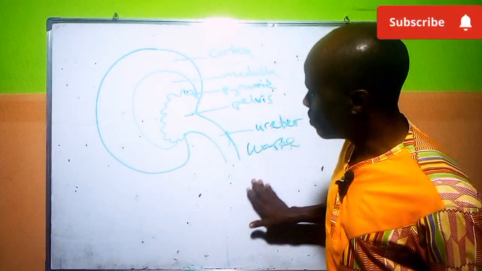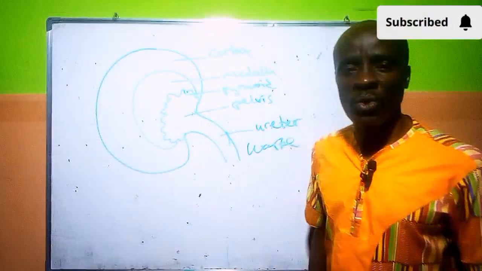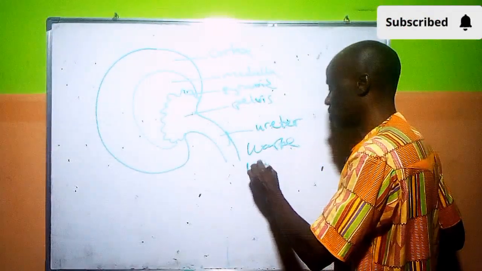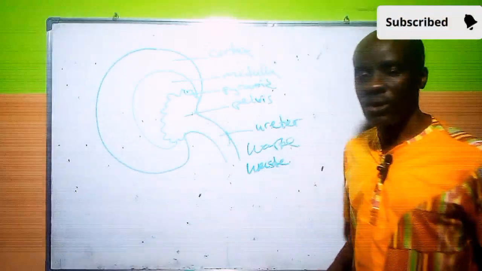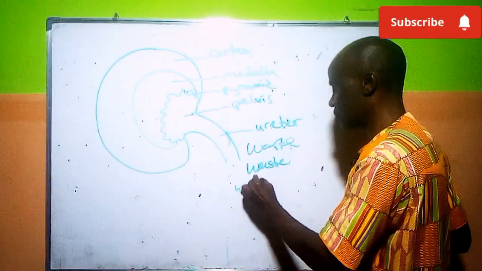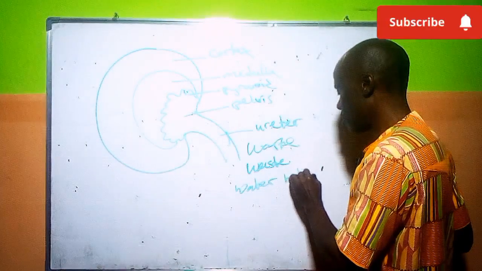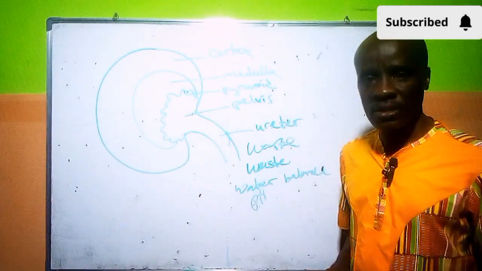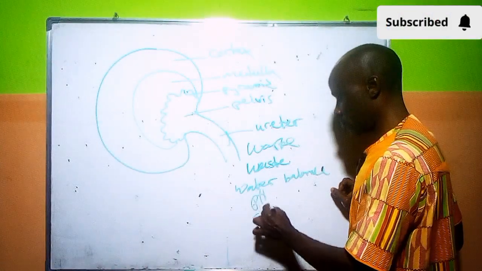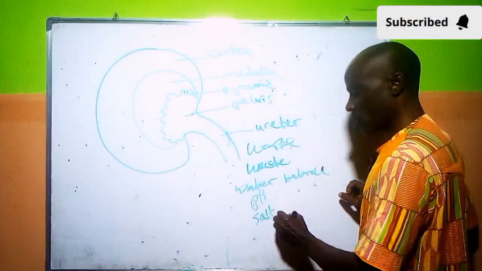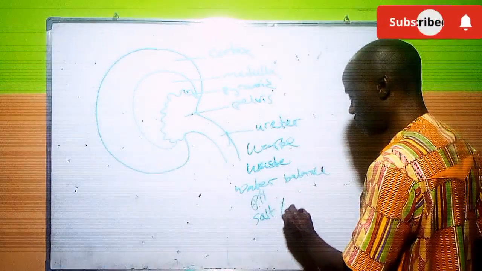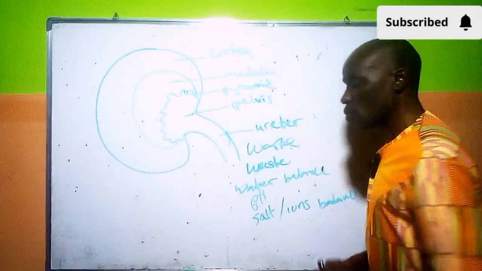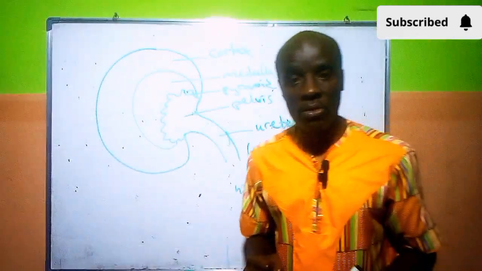Now, one of the functions of the kidney is that it plays a very important role in waste management, the removal of waste products, and also regulating water balance. It handles the pH, and also controls salt balance, or ion balance. It can also regulate the blood pressure.